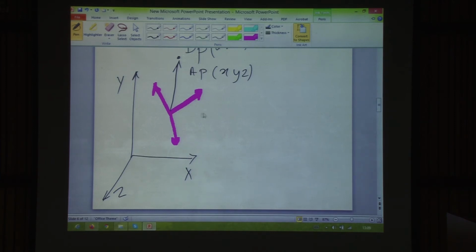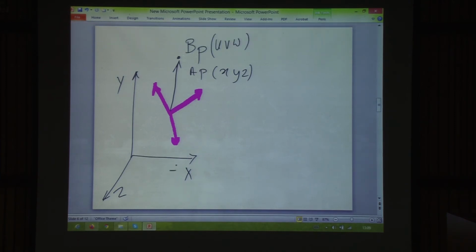So, frame A, which is here, and frame B, which is there. Now, frame B has been translated, meaning the origins of these two are different now, and plus it has been rotated by some angle. Now, the coordinate of a point P in frame B is given by UVW.